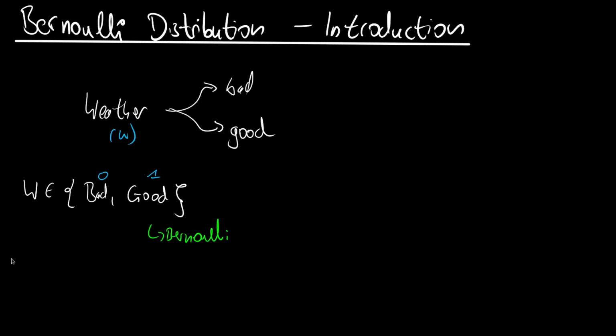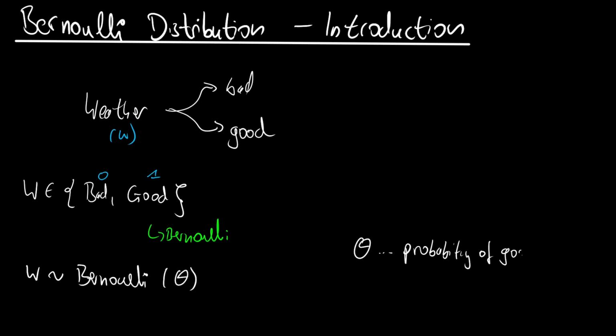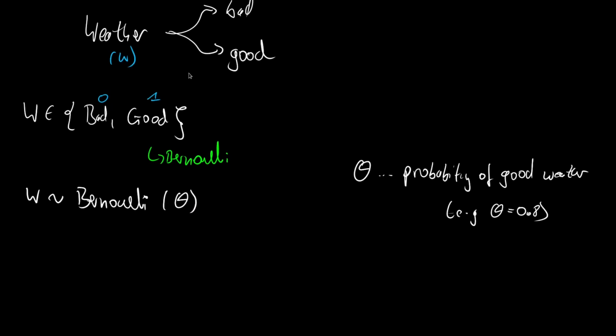So we say the weather is distributed according to a Bernoulli, and this Bernoulli has a certain parameter that we call theta. And theta, that's the probability of good weather. And let's say, for instance, theta is 0.8, so you're lucky living in a region where it's mostly good weather. Okay, how can we encode this? Whenever we have good weather, we are getting this with 80% probability, and bad weather with 20% probability, because it has to add up to 1, obviously.